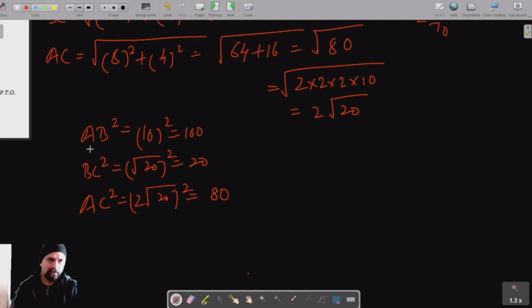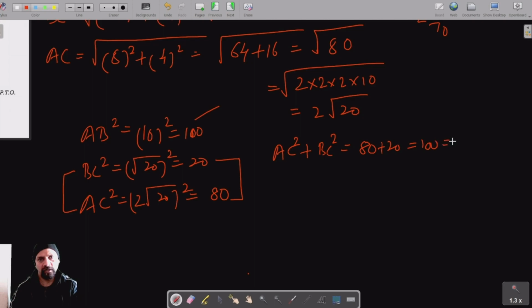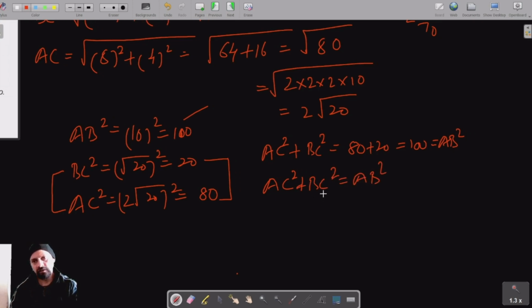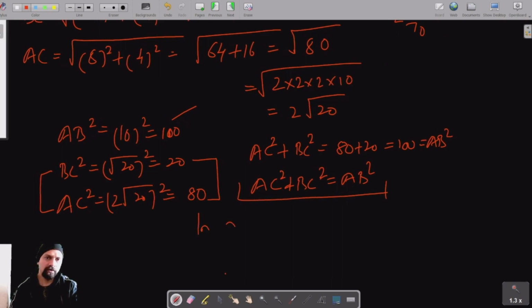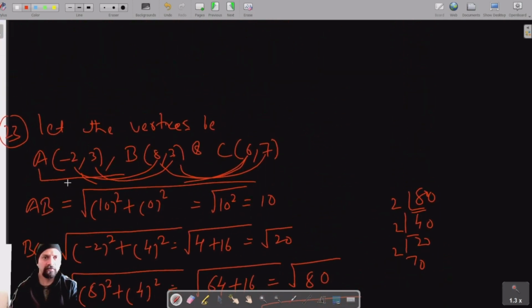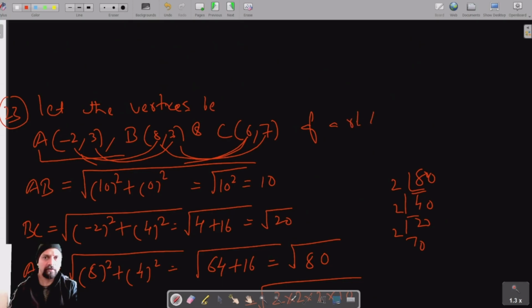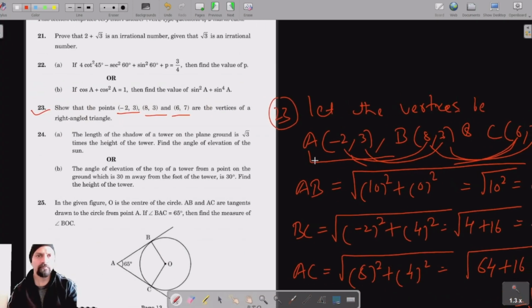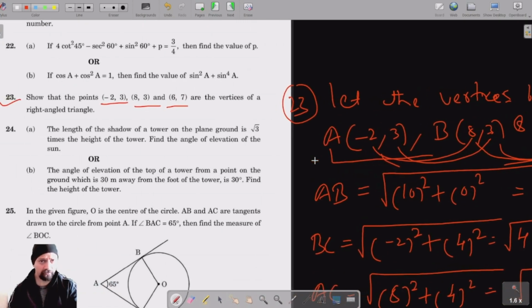Now let's add the smaller sides. This one is the longest side, the largest, 100. So if we add AC square plus BC square, that is 80 plus 20, which is equal to 100, and that is equal to AB square. So that means the sum of the squares of two sides is equal to the square of the third side, and this is possible only in a right angle triangle. Therefore, ABC are the vertices of a right angled triangle. So we have shown that these are the vertices of a right angled triangle.